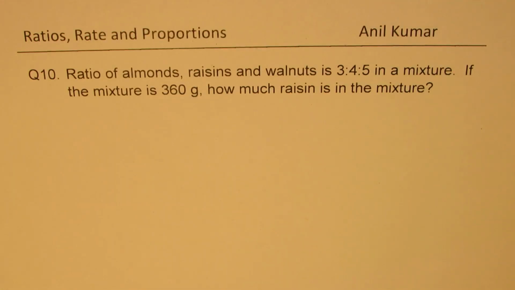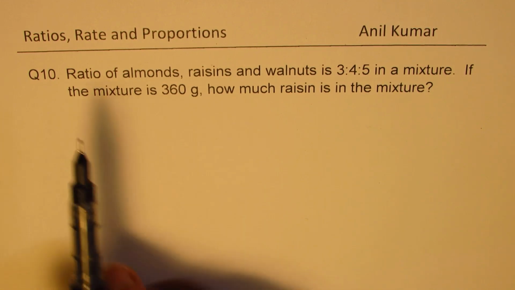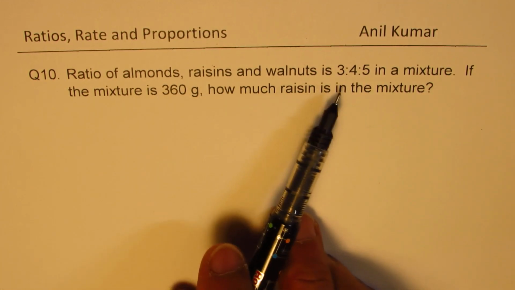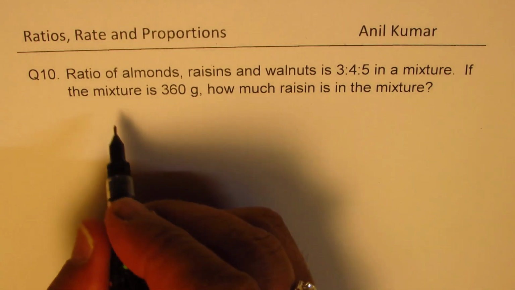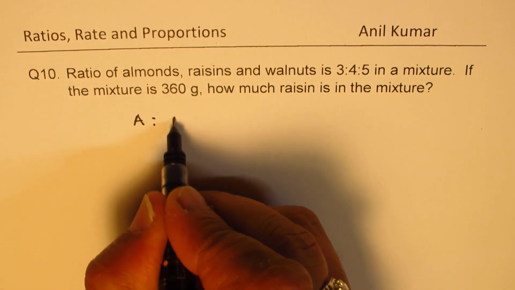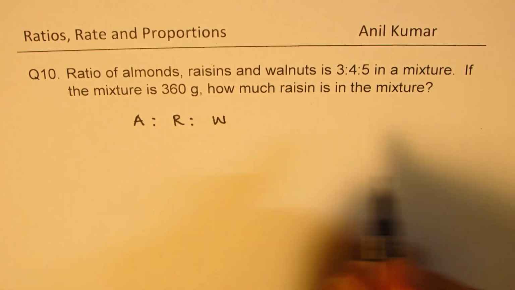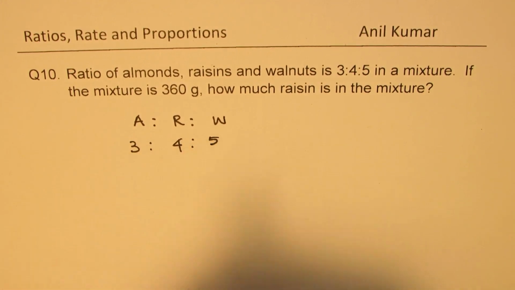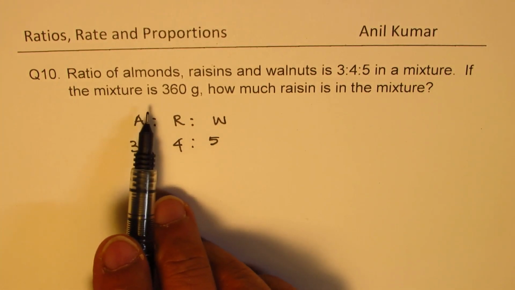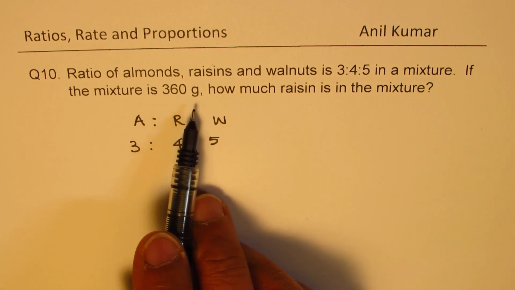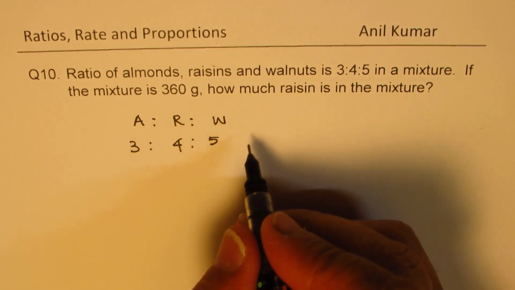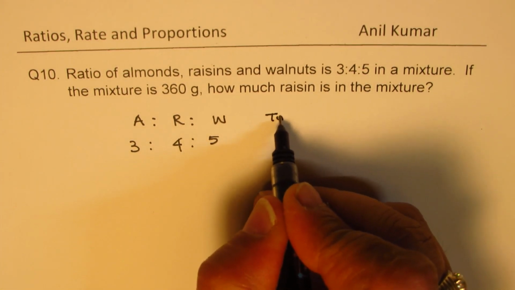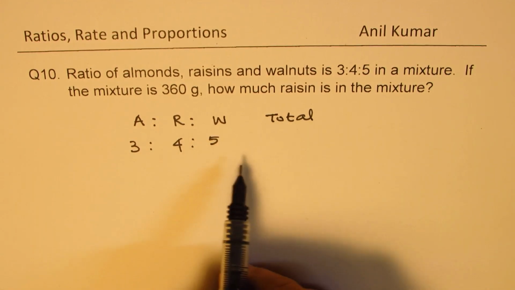So let's move on, and here is our last question. Ratio of almonds, raisins and walnuts is 3 is to 4 is to 5. So we have almonds, raisins to walnuts. The ratio is 3 is to 4 is to 5. If the mixture is 360 grams, how much raisin? So we're talking about total in this case, right?